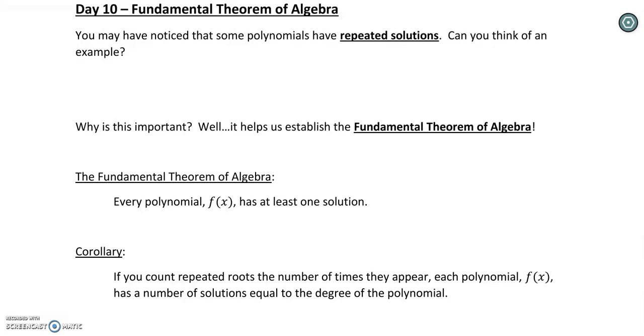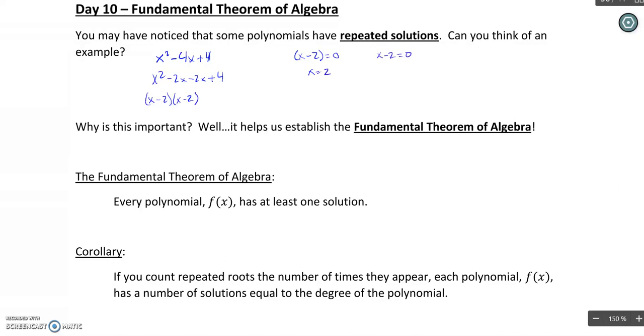So the example I thought of was x squared minus 4x plus 4. Does that have any repeated solutions? If we were to factor this, it goes to x squared minus 2x minus 2x plus 4, because two numbers that multiply together to get 4 and add to get negative 4, and what you end up seeing is x minus 2 times x minus 2. So if we were solving for this, it would become x minus 2 equals 0, so x is 2, and we do it again, x minus 2 equals 0, x is equal to 2. So what you see there is the two solutions are the same thing.